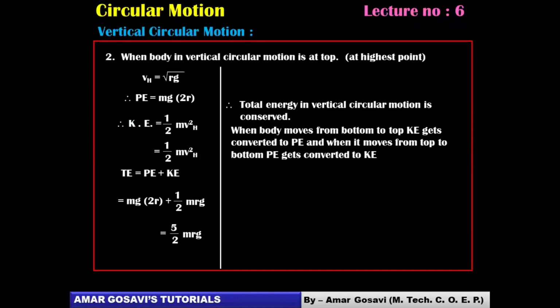So in boards or in exams, if they ask you to prove that the total energy is conserved in vertical circular motion, this is the way to go about it. Okay, hopefully things are clear till here. So let's move ahead then, friends.